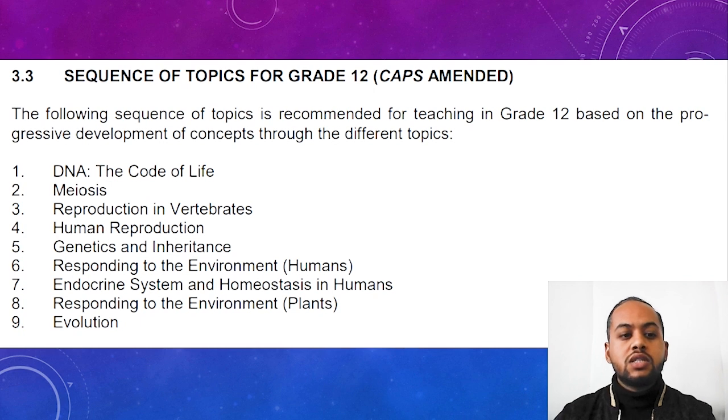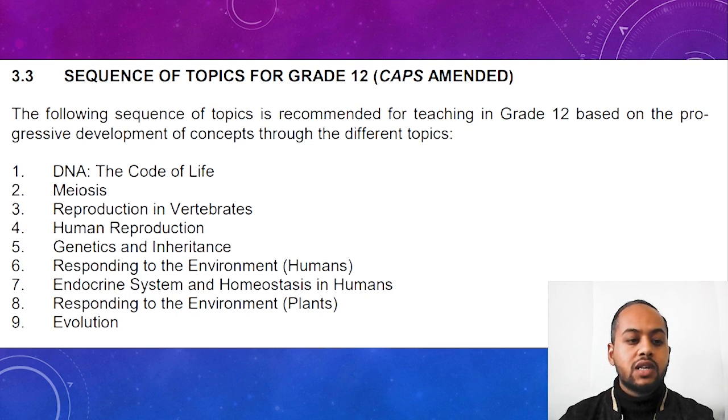So firstly, the following sequence of topics is recommended for teaching in grade 12 based on the progressive development of concepts through the different topics. So these are the topics that we will be covering in grade 12. It's not necessarily the order in which the topics will follow, but these are the topics that you will cover. So firstly, DNA, the code of life. Secondly, meiosis. Thirdly, reproduction in vertebrates.